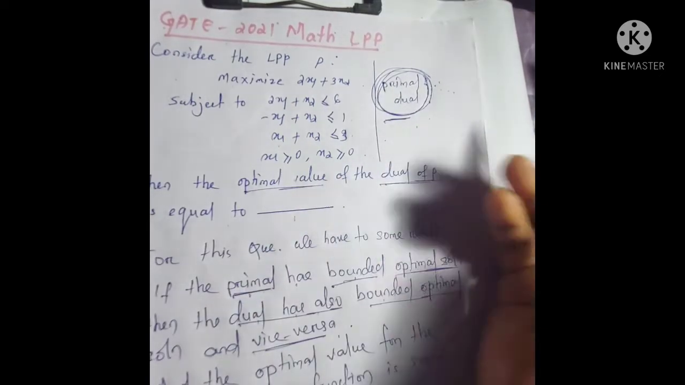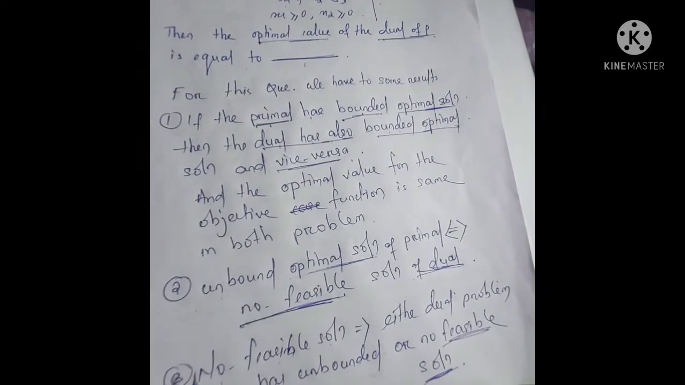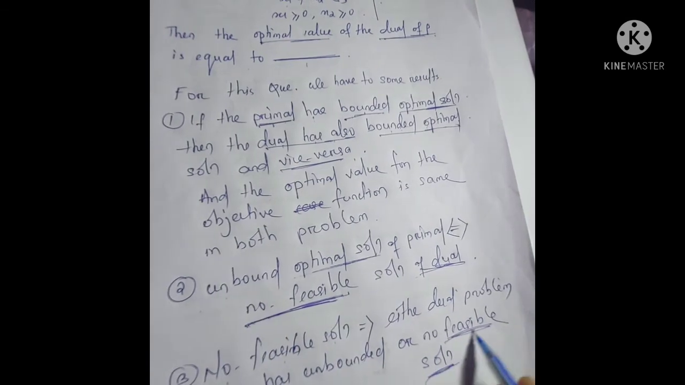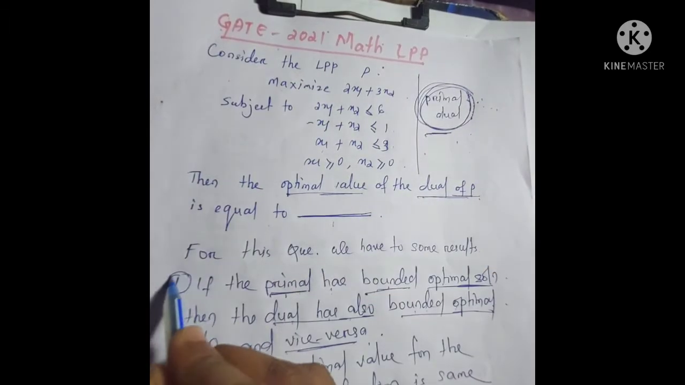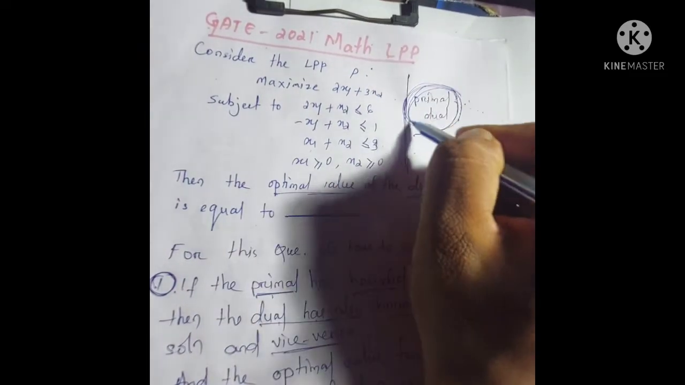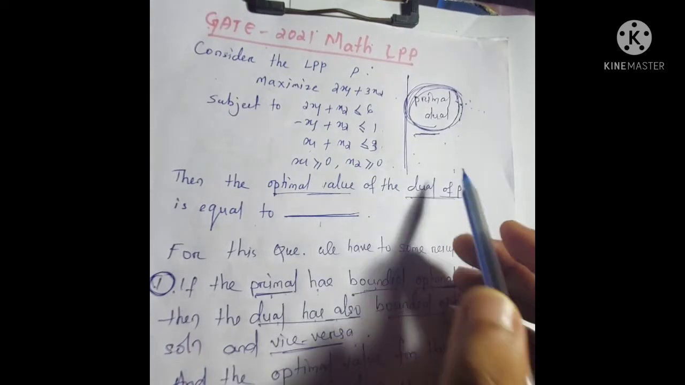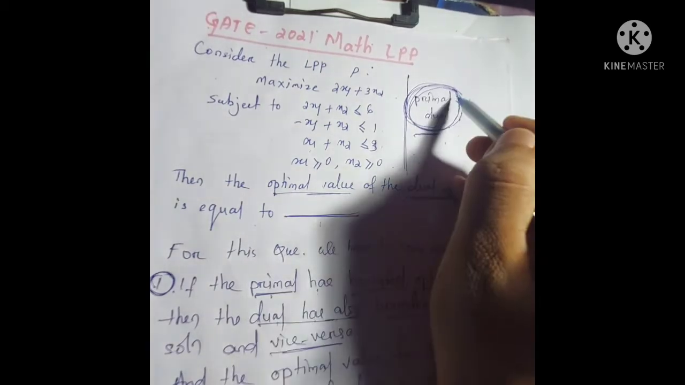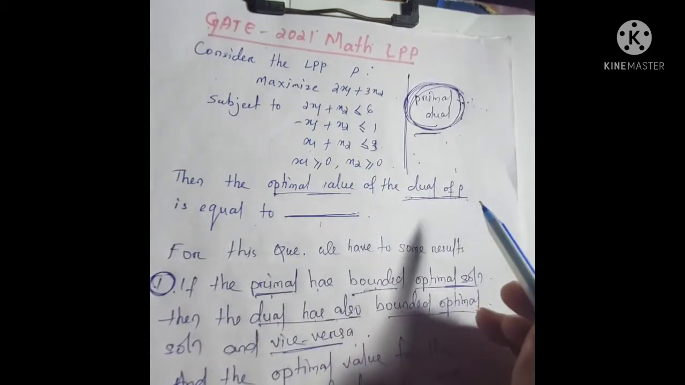Since it is a numerical type question, forget about note 2 and note 3, because note 2 gives no feasible solution and note 3 gives no feasible solution or an unbounded solution. Since it is a numerical type question, note 1 is true. So for this we first have to find the optimal solution of the primal. Then, if the optimal solution is bounded, the solution of the dual is bounded, and the optimal solution of the primal is the same as the optimal solution of the dual.